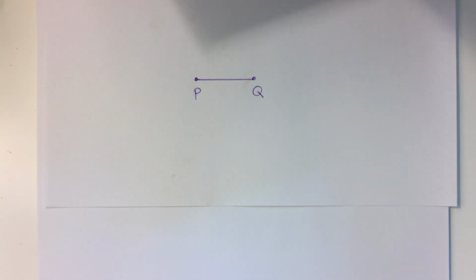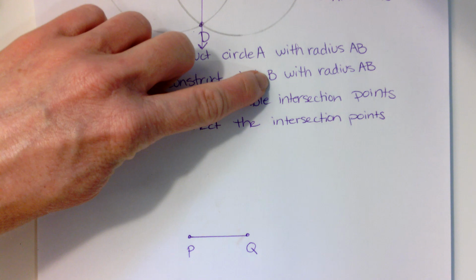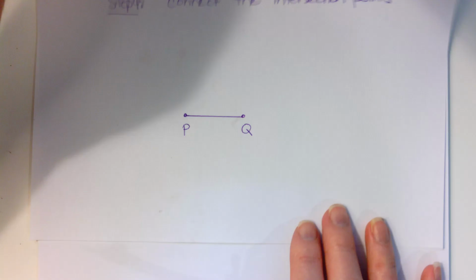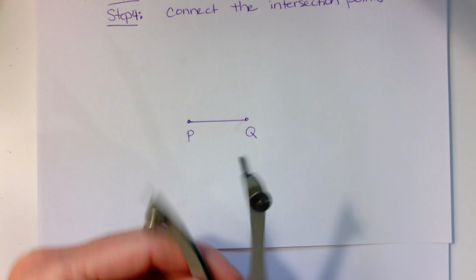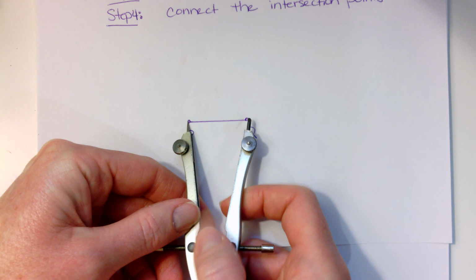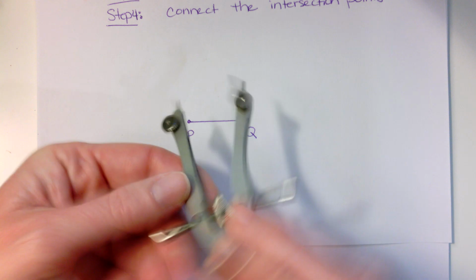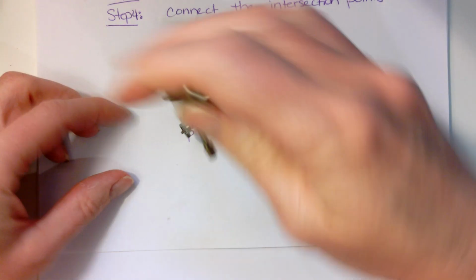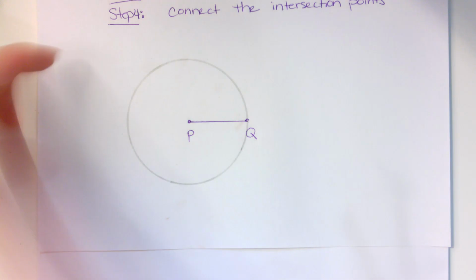So let's do that. We're going to do the same steps above, except I'm going to insert a P and a Q as I read my instructions. Step one is to construct circle P with radius PQ. Let's put our pointer on P and our pencil on Q. So we've got to set our radius. Now I'm going to construct step one. It's going to be a circle at P with radius PQ. Awesome.